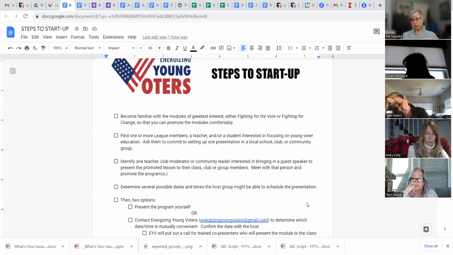All you need to do is give us a date and help us arrange for the spot that we're going to run the voter registration drive. And we'd like to come into the classroom and talk about voting. And that's when the Student Advocate Toolkit is really helpful.